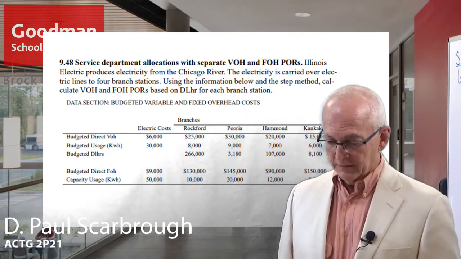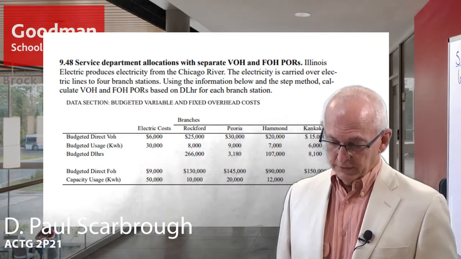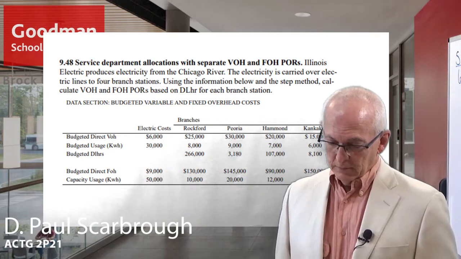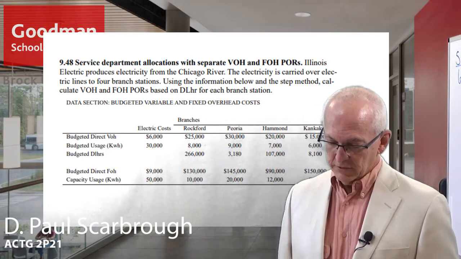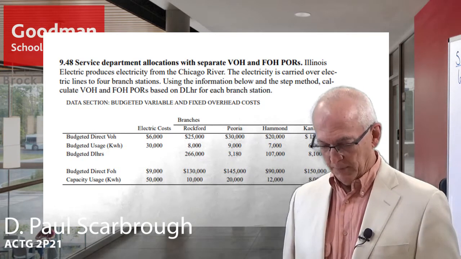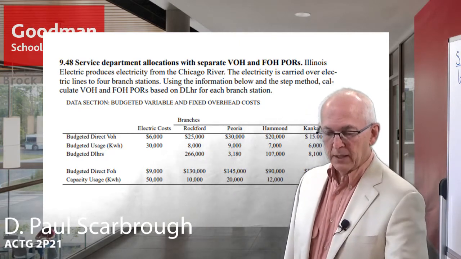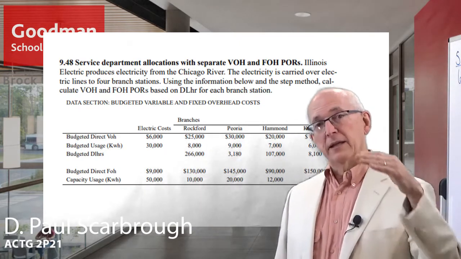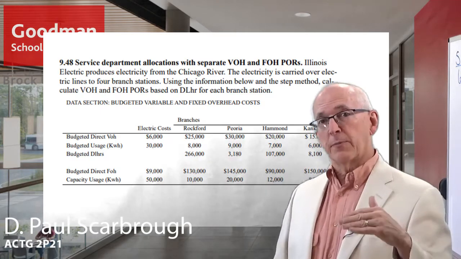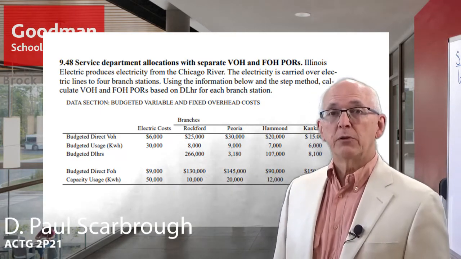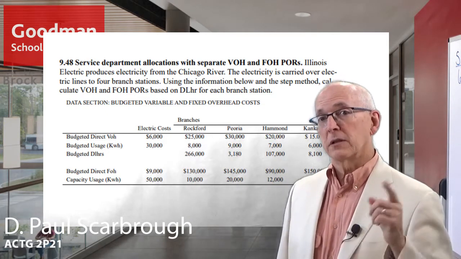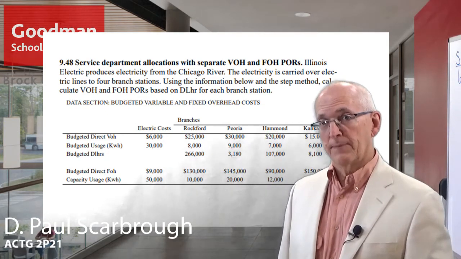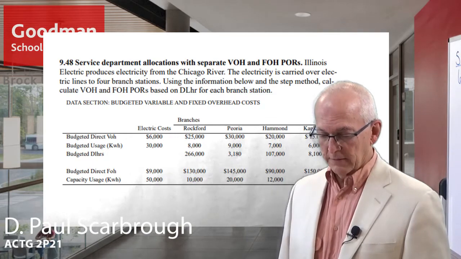Notice in here you're not even given a lot of information. They do tell you electricity is carried over power lines to the branch stations, and they ask you to do the information below, using the information below in the step method. So we're going to use the step method. And then after we allocate and get the costs for each department, then we're going to compute PORs based on direct labor hours. Notice we'll have two different PORs, an FOH POR and a VOH POR. Let's do the variable cost first.